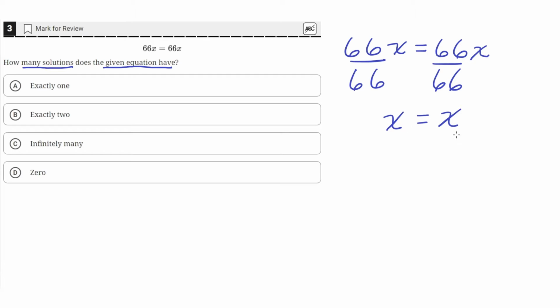So just by looking at this equation, we can see that no matter what value we plug in for x, like 1 or 100 or 20, both sides of the equation will always be equal. So no matter what value we give to x, this equation will always be true. And there are infinitely many values that we can insert into x. So this equation has infinitely many solutions, since we can put in any value and the equation will be true. So C is the correct answer.